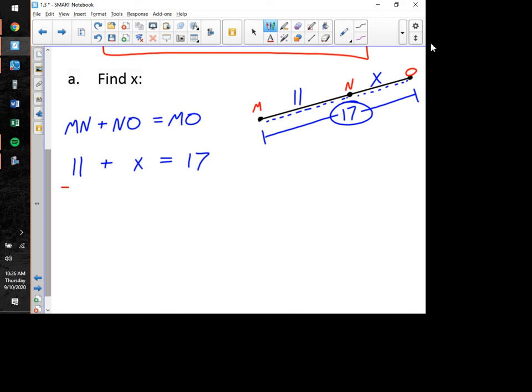So, of course, we're going to subtract an 11 from the left to get x by itself and do the same thing to the right to balance that out. And sure enough, we get x equals 6. And that is what we were asked to find there.